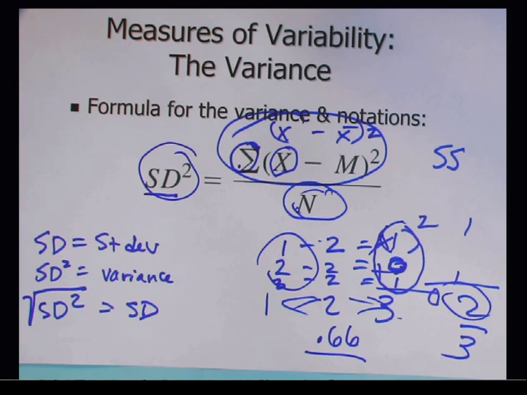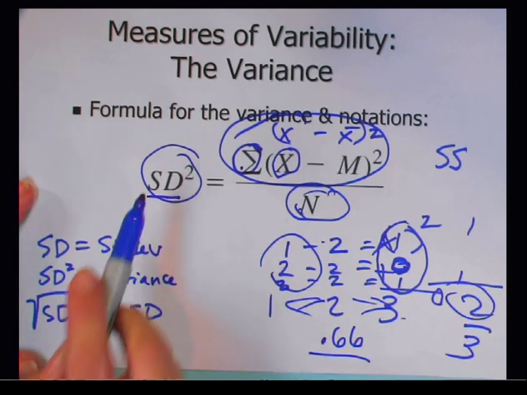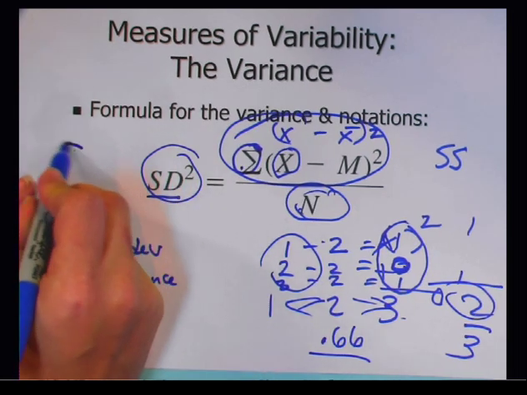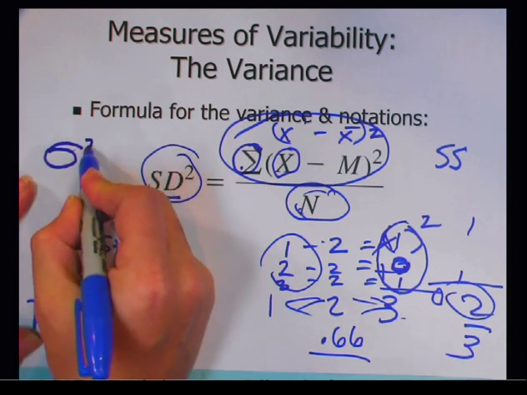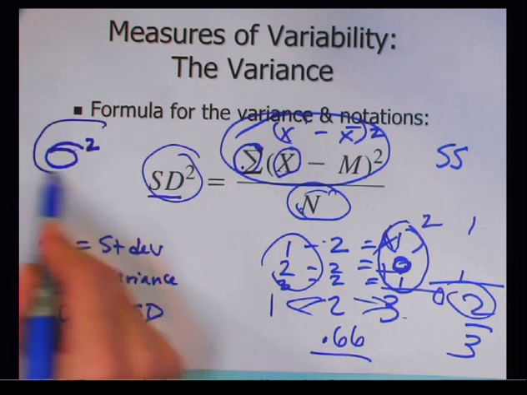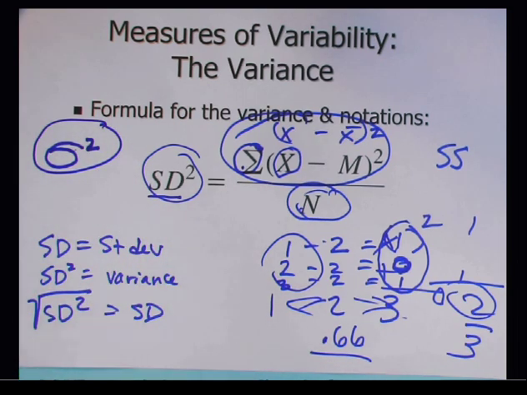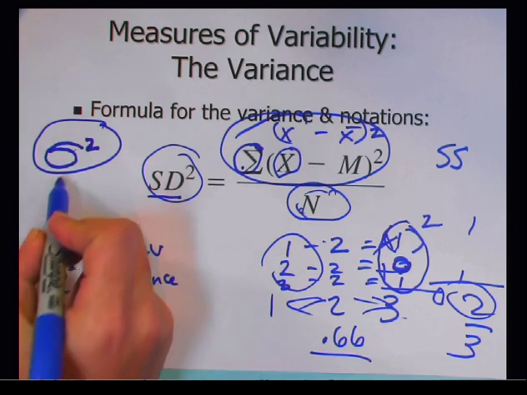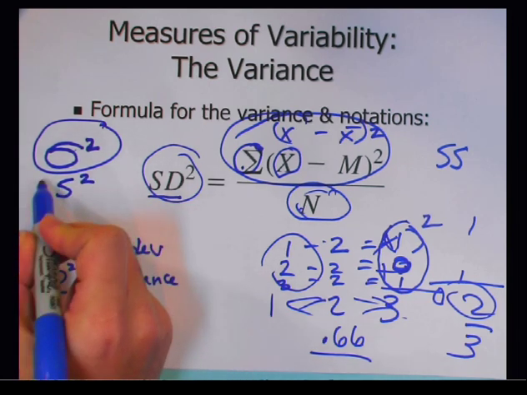Your variance. Okay. Now variance can be written SD squared. It can also be written sigma squared. So many times this is what we write for variance of a population. I will explain later how we can calculate variance of a sample. This also represents variance of a sample.